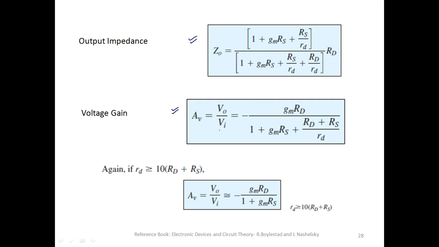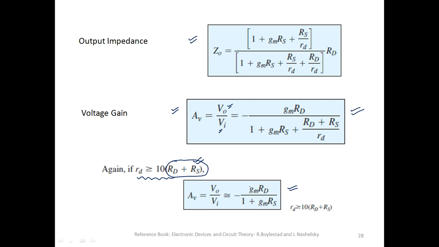Okay, you already know what the expression for VI is. VI is always RG. And what about V0? V0 is this particular expression. So when you take the ratio, you will get the complete expression. Again, if small rd is much greater than 10 times RD plus RS, now you will have to consider the sum of both the resistances, because there is a source resistance also. In such a case, the voltage gain expression gets simplified.